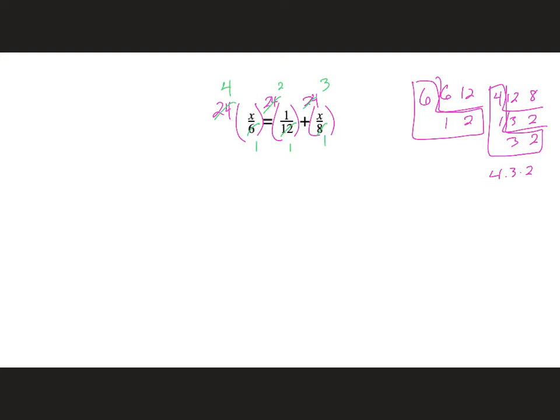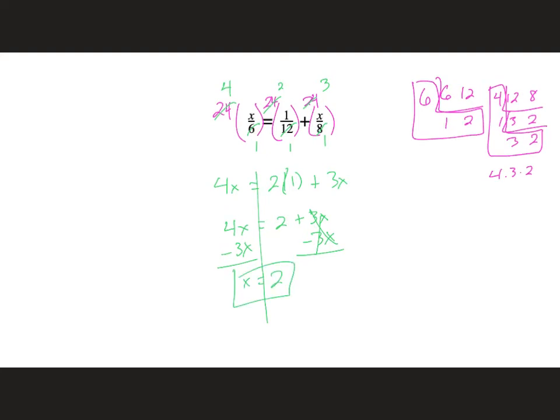Okay? So then I have 4x is equal to 2 times 1 plus 3x. So 4x is equal to 2 plus 3x. All right, so when I'm solving this, I want to zero out the 3x. And that is going to get me to an x is equal to 2. That worked out pretty nice.